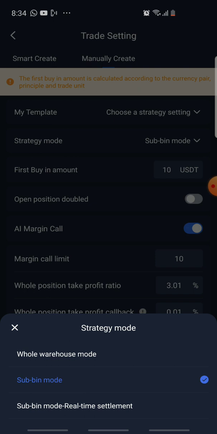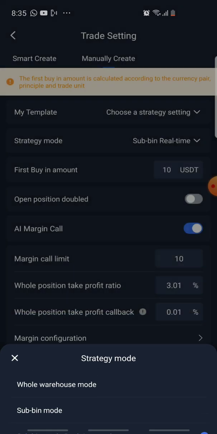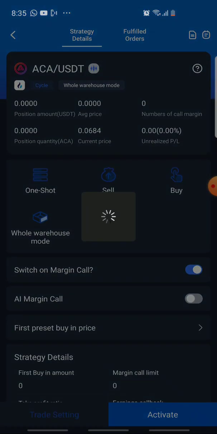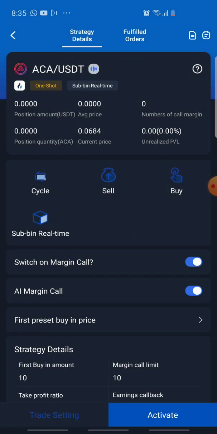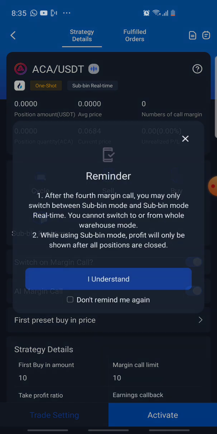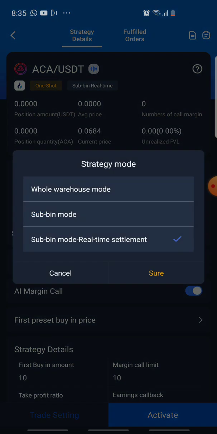So for me, I usually prefer the third one, sub-bin mode real-time settlement, because I want to see what I have made in a day. So when you switch it there, then you can always save your settings. But still, if you don't change it from there, we have a part here, this box sub-bin. Recently before the update we had the strategy mode, but when you click on it and click on I understand, you find all 3 options there, so you choose.